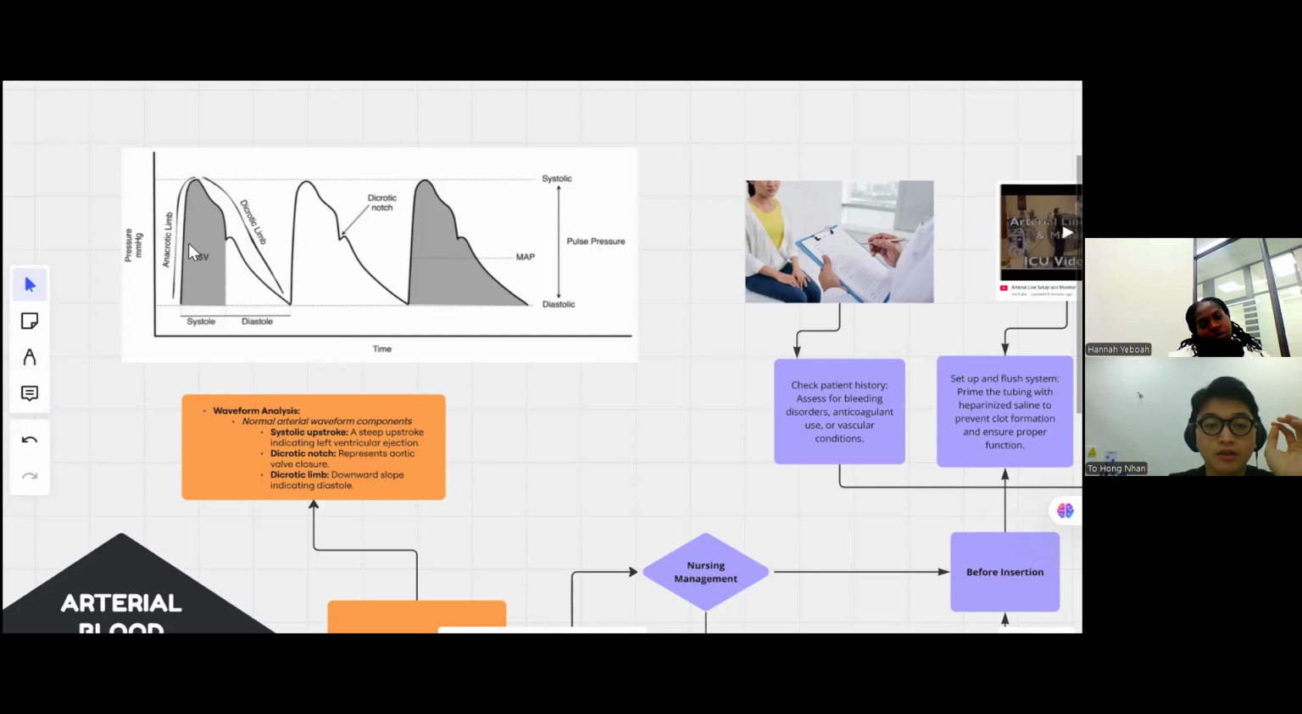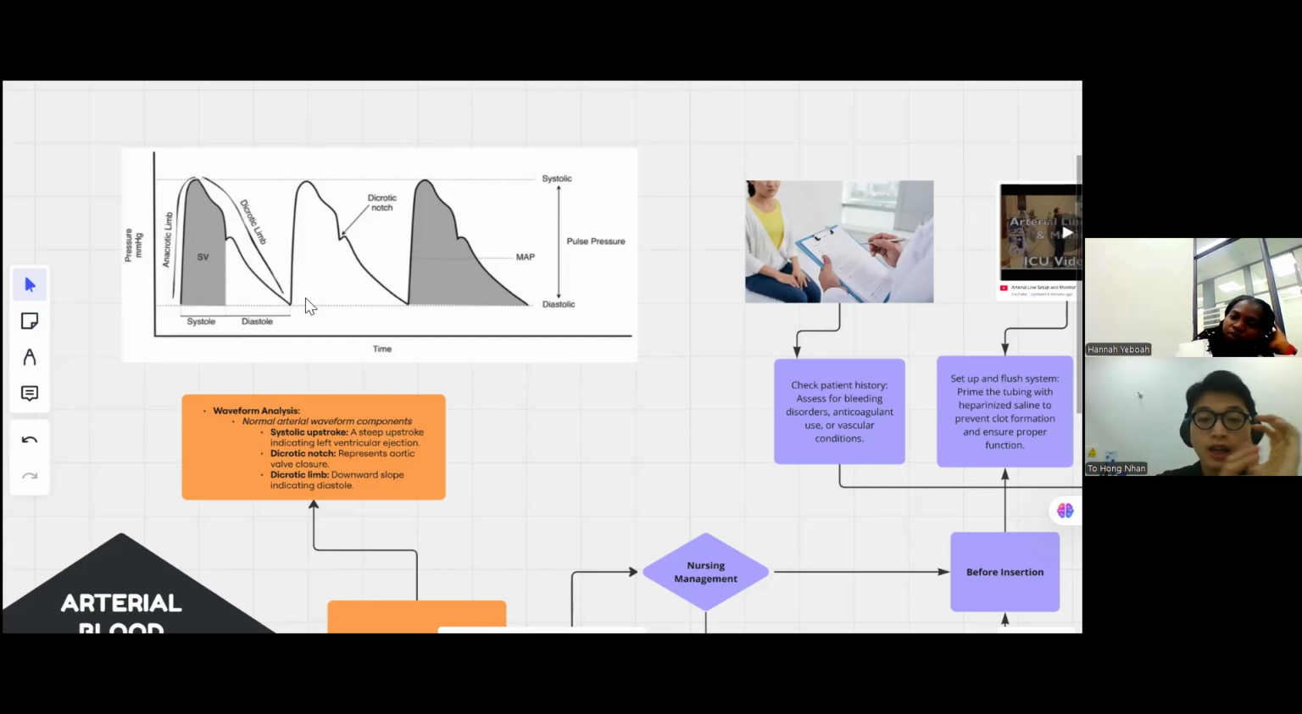Then we have the dicrotic notch, which represents the aortic valve closure after the ejection step. The dicrotic limb, or the downward slope, indicates the diastole, when the ventricle is refilled with blood. So this is the normal graph of the normal arterial waveform components.